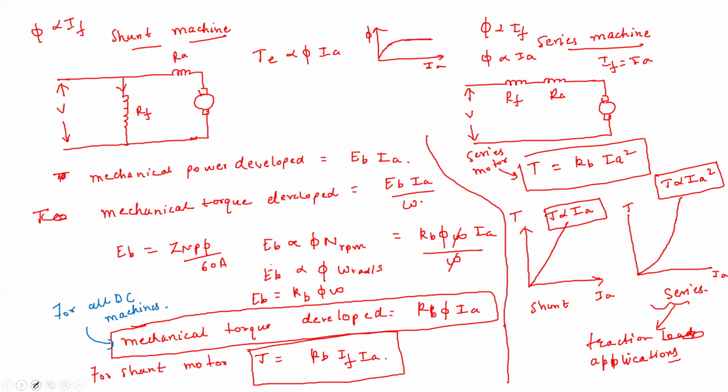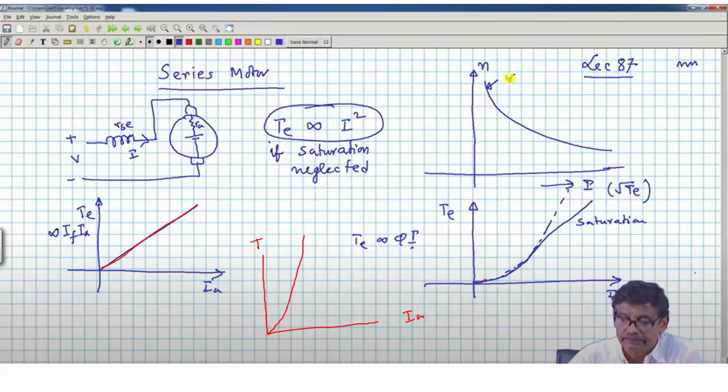So let me draw that so that it is clear. Flux versus IA. So this is the saturation region. You can see that the flux becomes constant. Even though the IA is changing, flux becomes constant. But in this region, the flux is proportional to IA.